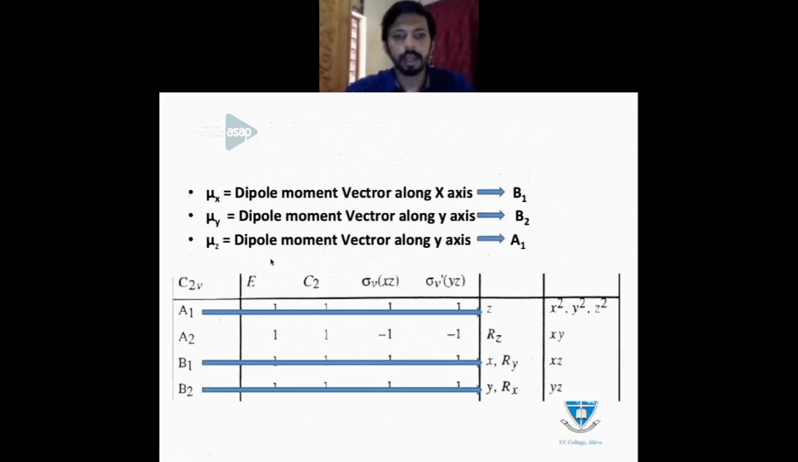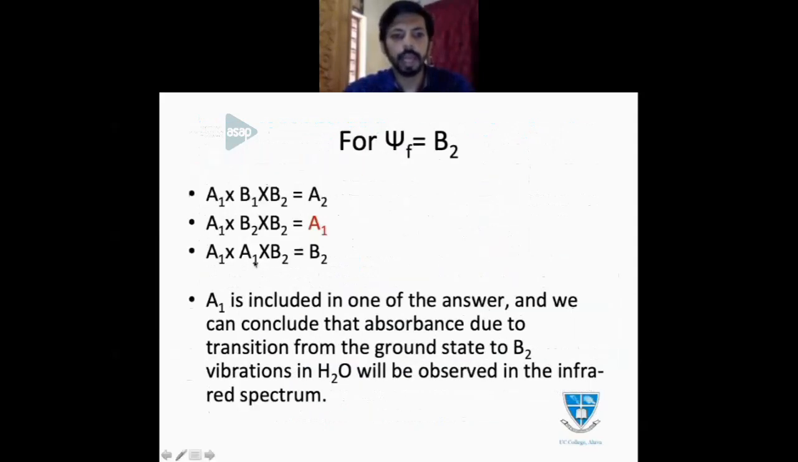So here we can see that the direct product of B1 and B2 leads to A2, and A2 and A1 leads to A2. So this is the direct product, and again we can see that A1 is included in one of your answers, and we can conclude that absorbance due to the transition from the ground state to B2 vibration in H2O will be observed in the infrared spectrum. That is, the A1 vibrations and B2 vibrations are allowed in infrared spectroscopy.